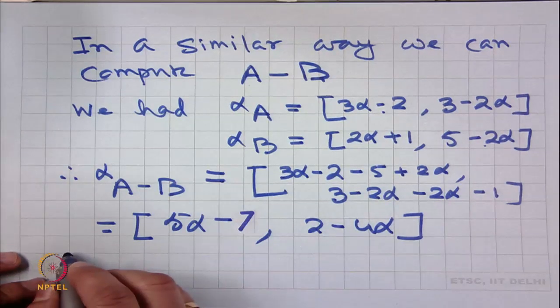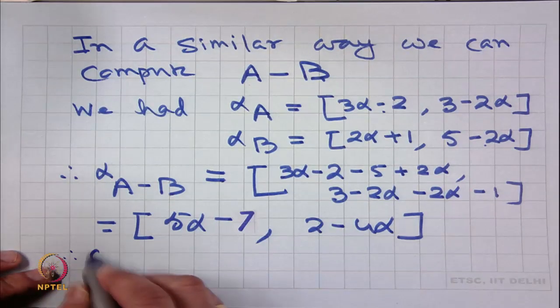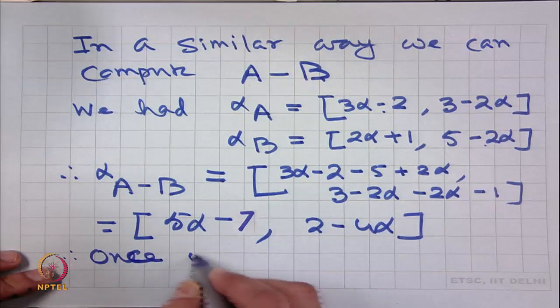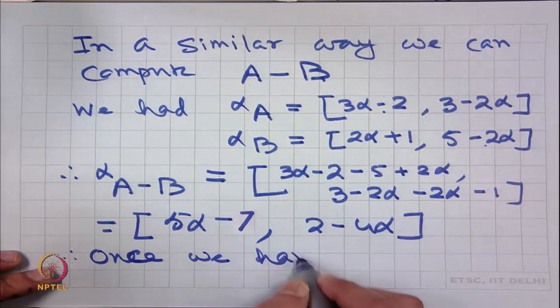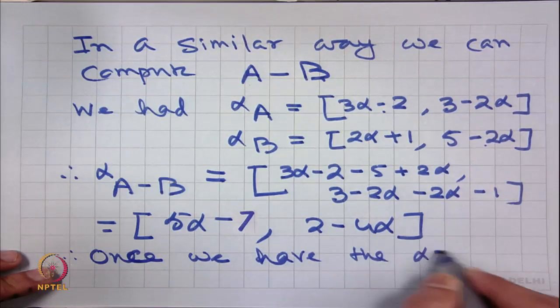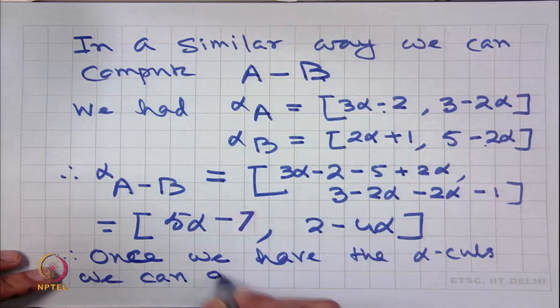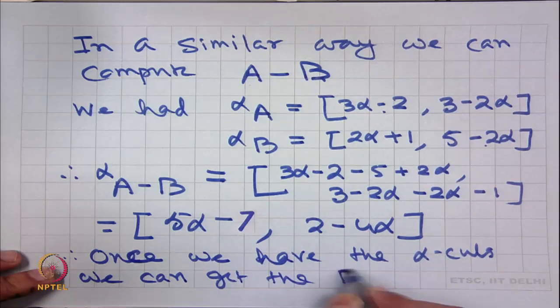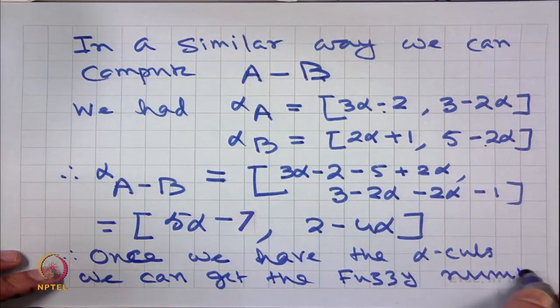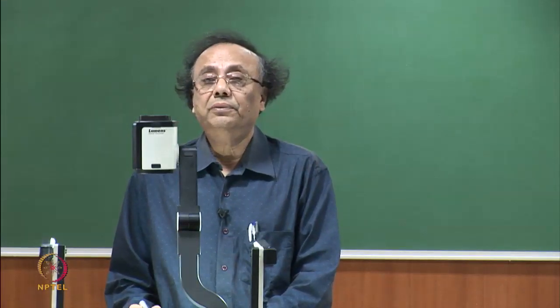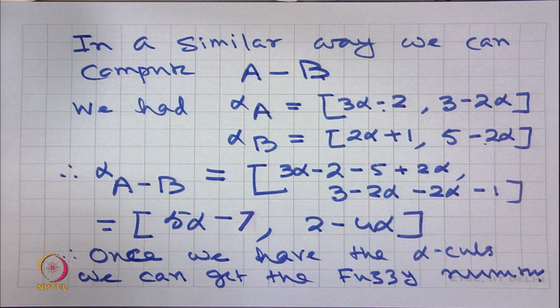Therefore, once we have the alpha cuts, we can get the fuzzy number. I leave that as an exercise for you to compute the membership functions corresponding to A minus B.